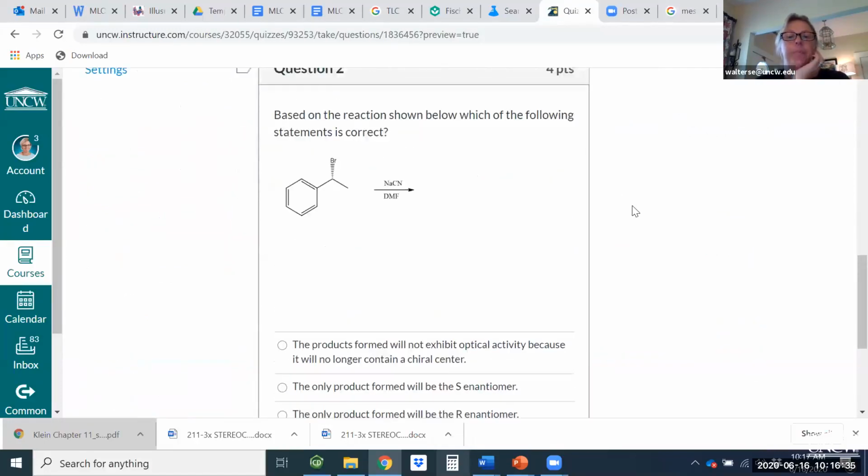Okay, so number 2, this question is giving you a reaction, but the analysis is with regard to the stereochemistry. So in this case, this reaction is using a secondary substrate, a strong nucleophile, and a polar aprotic solvent, which means this reaction is SN2.